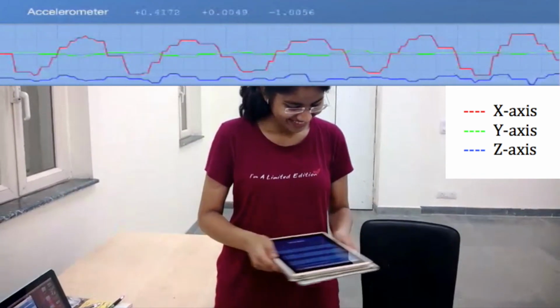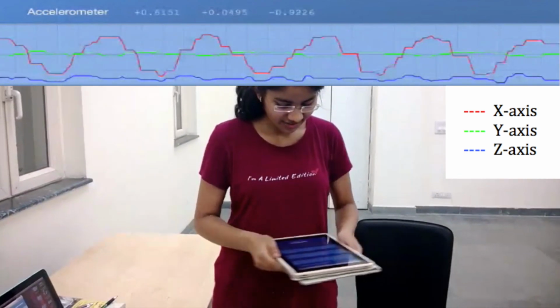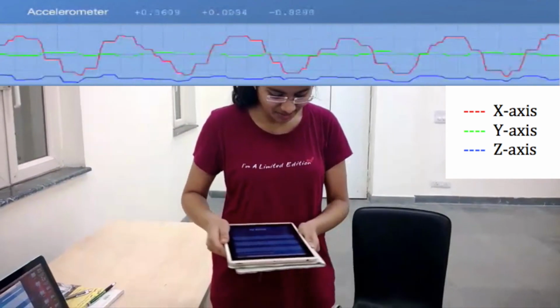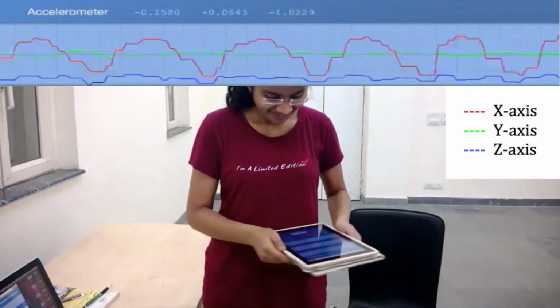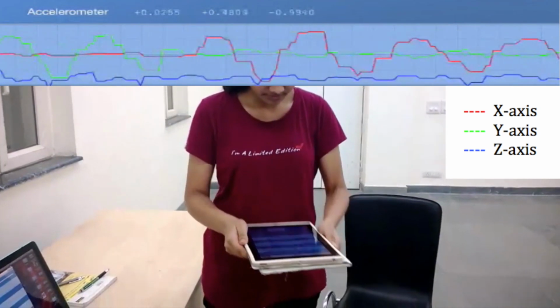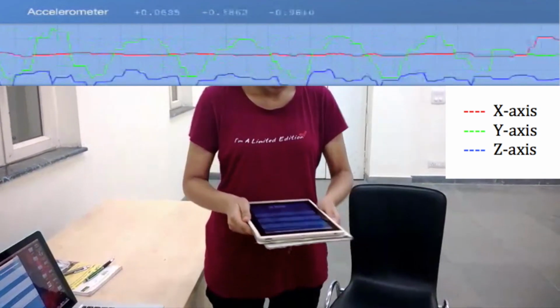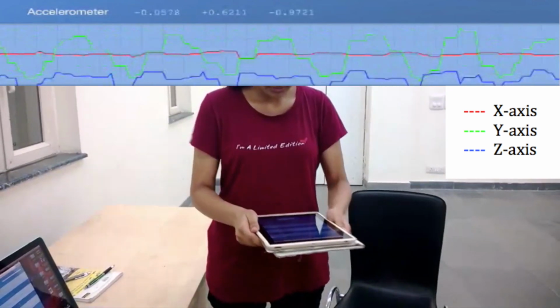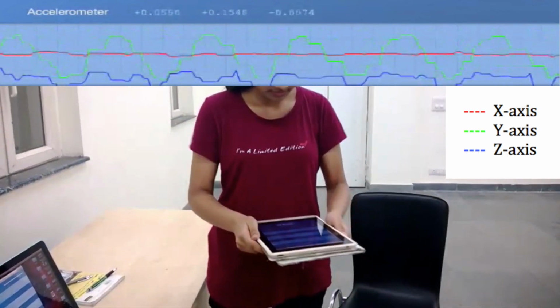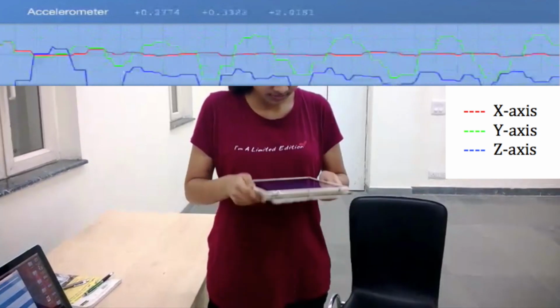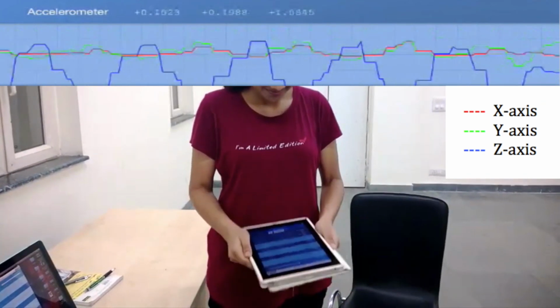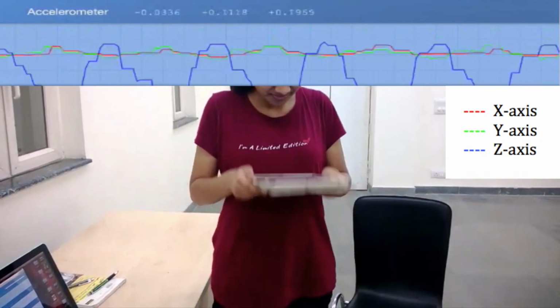Device movement along the x-axis causes changes in the red graph, whereas the green and the blue remain fairly constant. Movement in the right direction is positive and in the left is negative. Similarly, movement along the y-axis leads to changes in the green line. Forward is positive and backward is negative. Lastly, movement along the z-axis corresponds to change in the blue line. Upward movement is positive and downward is negative.